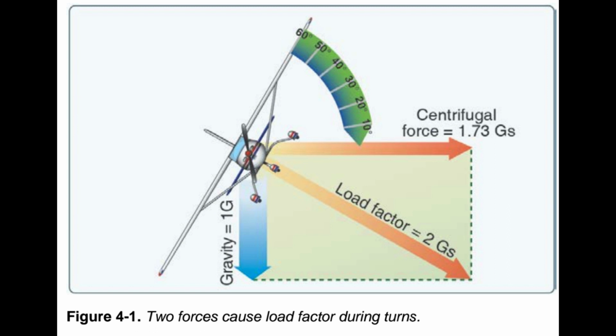Load factors in steep turns. At a constant altitude, during a coordinated turn in any aircraft, the load factor is the result of 2 forces, centrifugal force and weight. Figure 4.1, for any given bank angle, the rate of turn varies with the airspeed. The higher the speed, the slower the rate of turn, ROT. This compensates for added centrifugal force, allowing the load factor to remain the same.